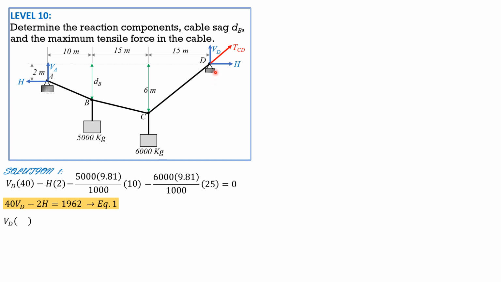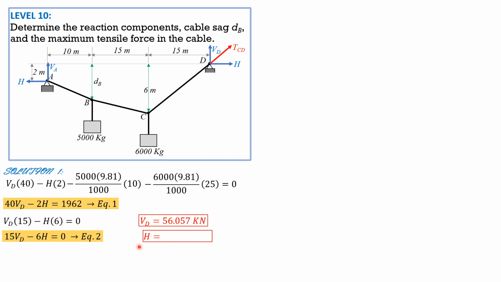So from the figure, V sub D times 15, summation moment about C, minus H times 6 equals 0. So the second equation, 15 V sub D minus 6H equals 0. Equation 2, solving these two equations simultaneously, we have V sub D equals 56.057 kilonewtons, H equals 140.140 kilonewtons. These are the reaction components at D.